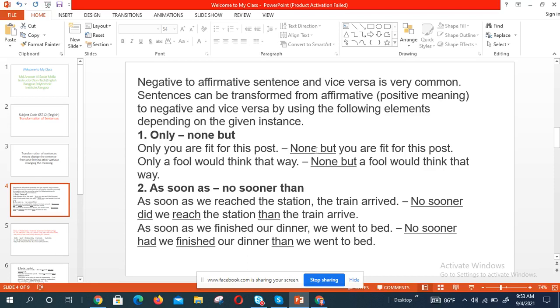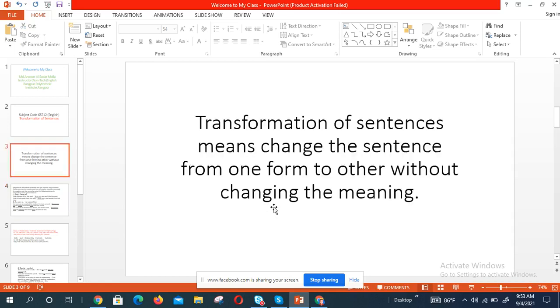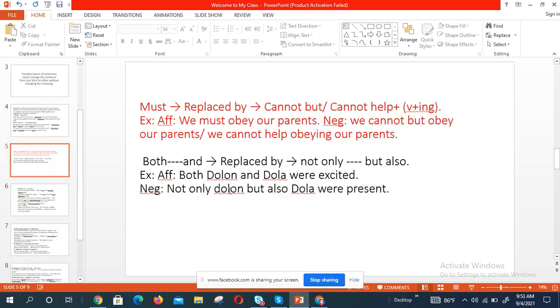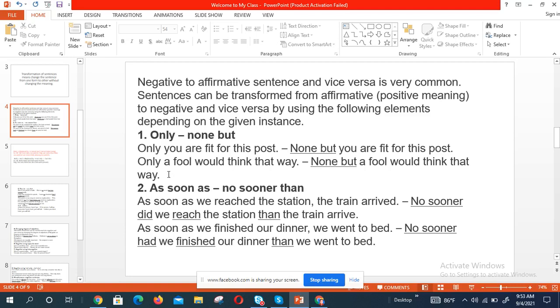Look at the second sentence. Only a fool would think that way. None but a fool would think that way. Only is a person here, so instead of only we use none but.